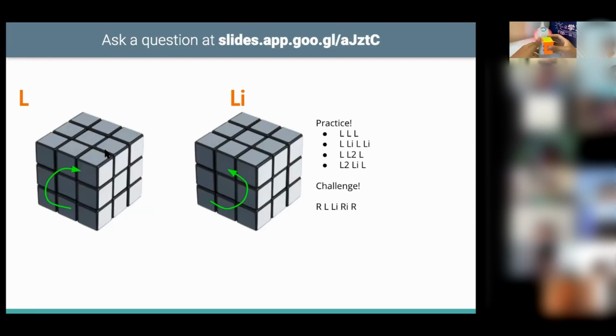So there is some practice. R would be turning clockwise. And then L, so L is this left slice, but with no modifier, so it's turning clockwise as well. And then there's also L prime. L prime is turning the opposite direction, away from you. And R prime, which is counterclockwise like this. And R is the right slice turning clockwise.